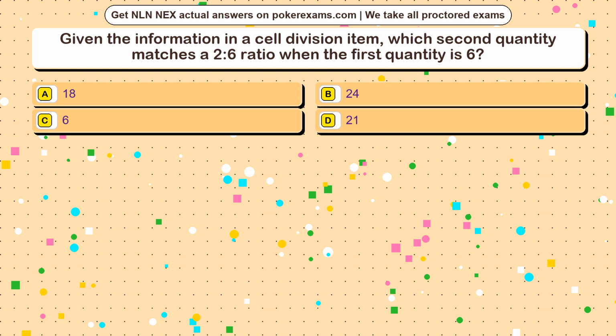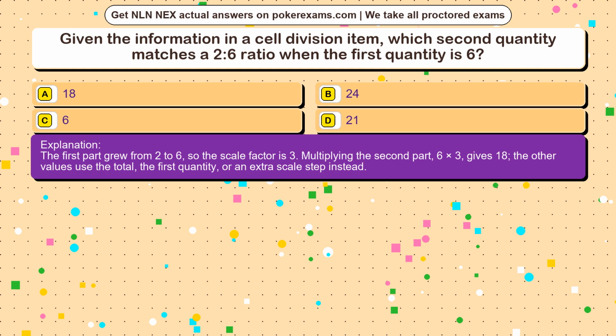The correct answer is option A. The first part grew from 2 to 6, so the scale factor is 3. Multiplying the second part, 6 times 3, gives 18. The other values use the total, the first quantity, or an extra scale step instead.